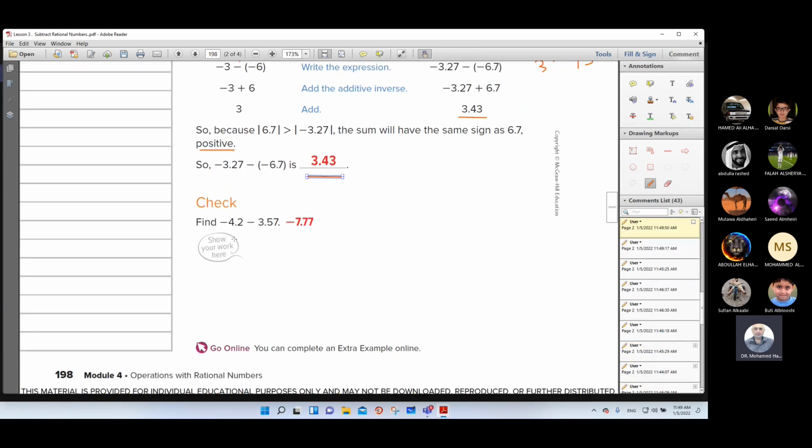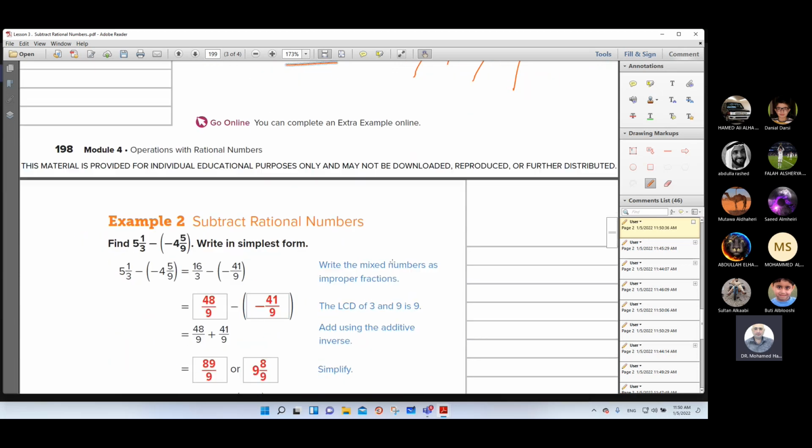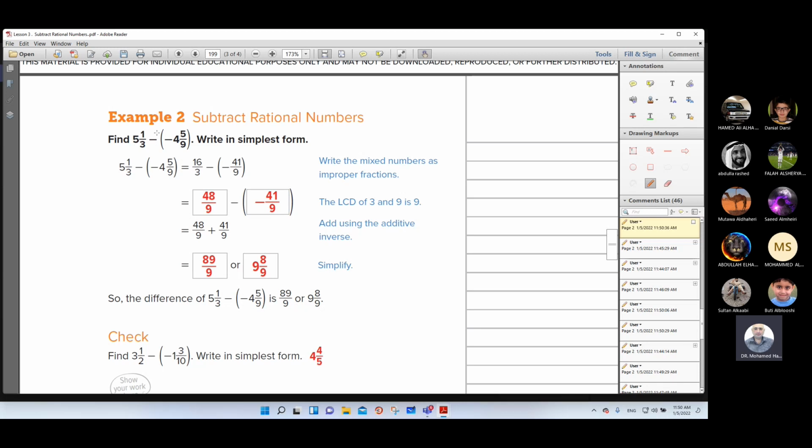Fine. Look at this exercise. You have here negative 4.2, negative 3.57. As you see here, we have the same sign, negative, negative. So the rule said put the same sign, then add. When you have the same sign, put the same sign, then add the numbers. Here 2 plus 5, 7. Drop the point, 4 plus 3 will be 7. So the answer will be 7.77.